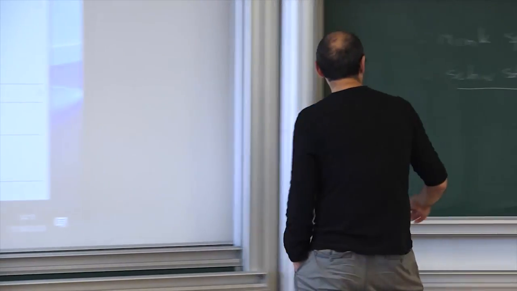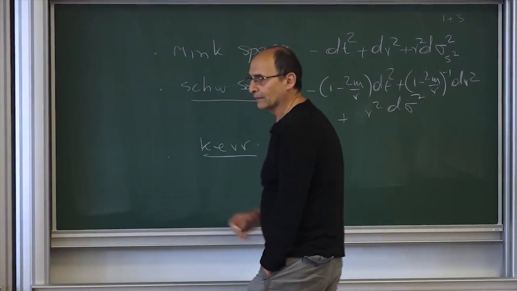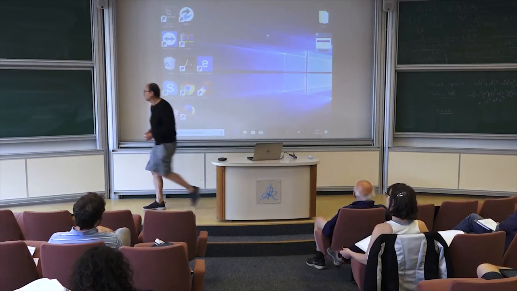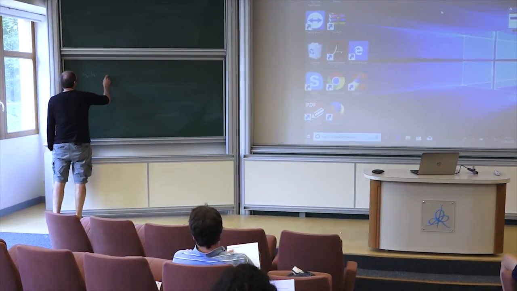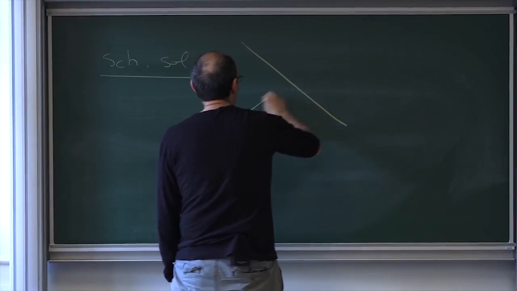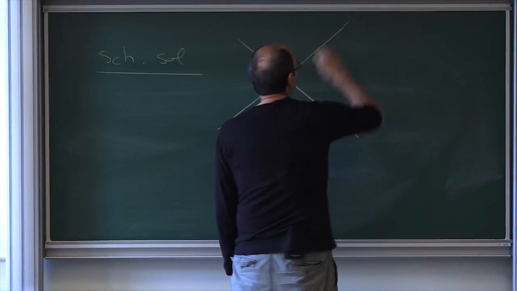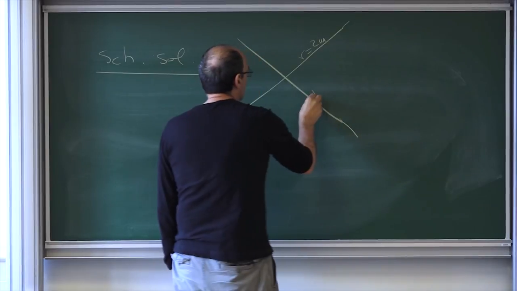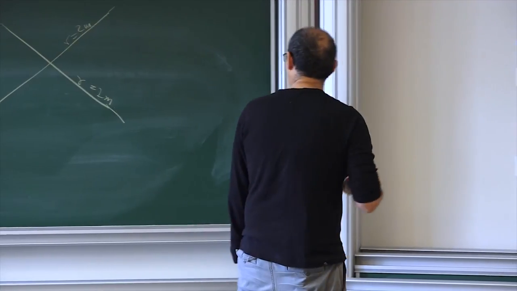All right, and then finally, the Kerr solution, which is even more complicated, but which hopefully soon I'll be able to show you. So let's draw a picture of the Schwarzschild solution here. So here is a way of representing the Schwarzschild solution, which is very useful. To start with, we see that we have r equal to 2m here, and r equal to 2m here. This corresponds to that value that we see in the metric.